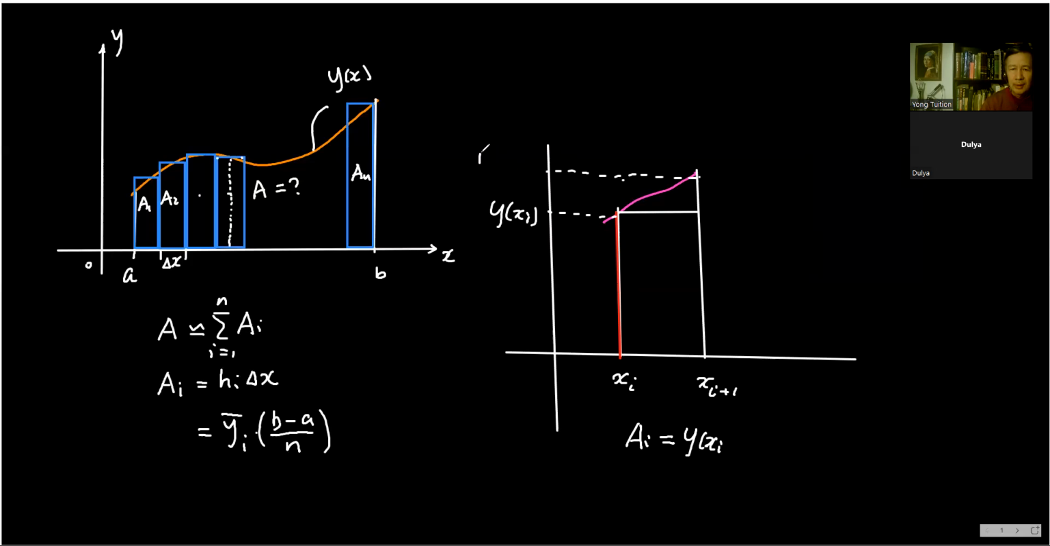You can choose this y xi plus 1. Can you see? So this is a different method. This is a general approach. This is how to approach this area. Or you can use a different assumption. You can choose the y xi plus 1. Can you see?